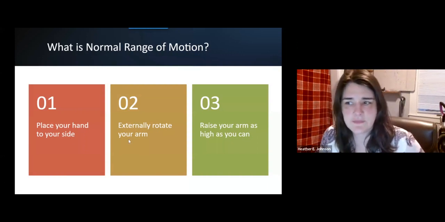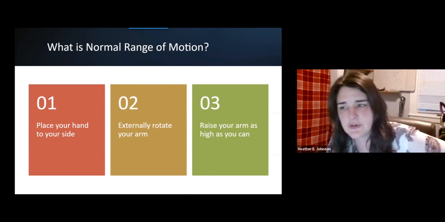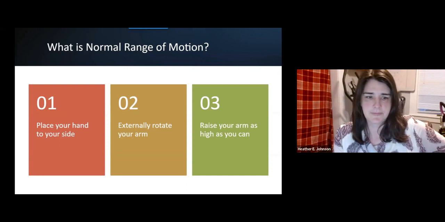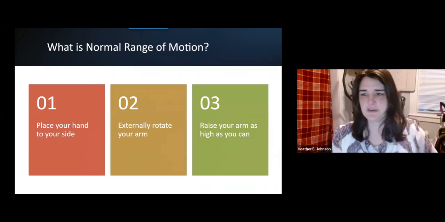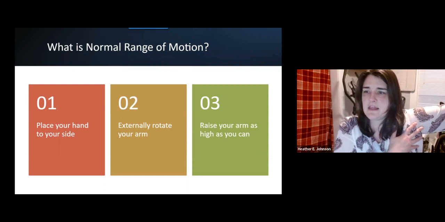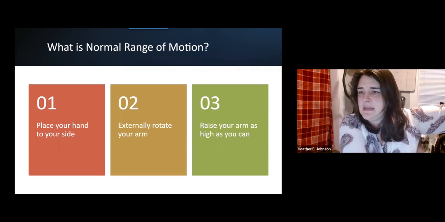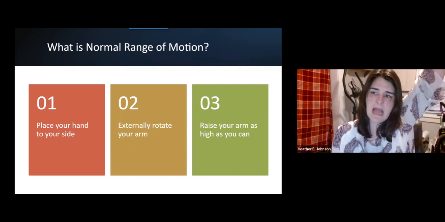What is normal range of motion? Do you have normal range of motion? Let's check your shoulder abduction. Place your hand to your side, externally rotate your arm, and raise your arm as high as you can above your head, keeping it in the scapular plane, which means keeping it flat against your scapula. How high can you go?